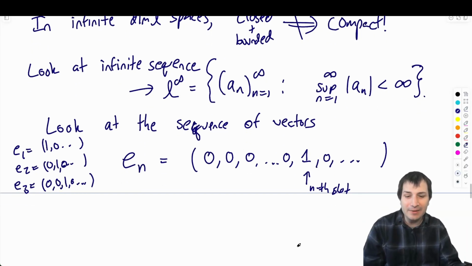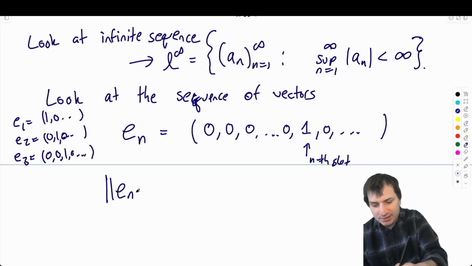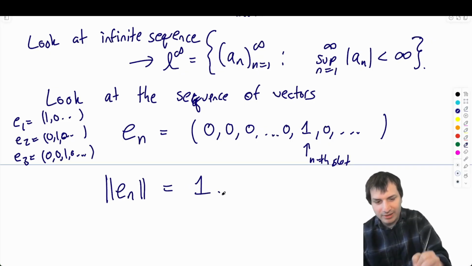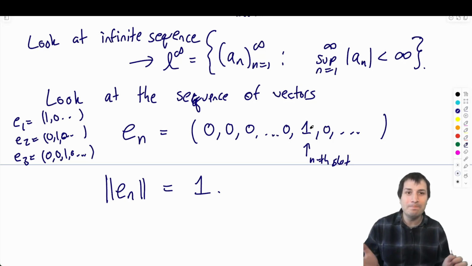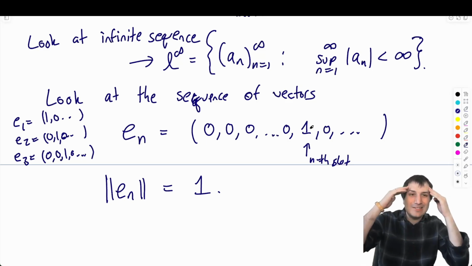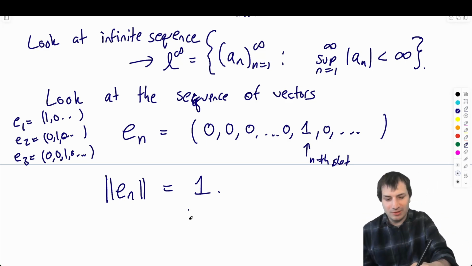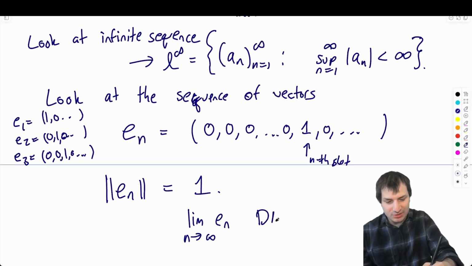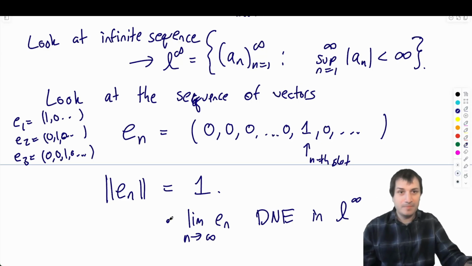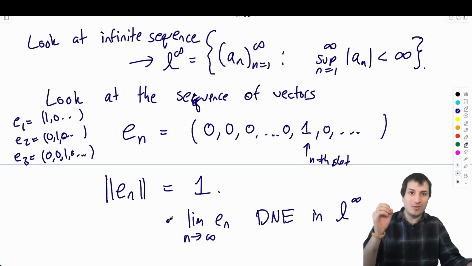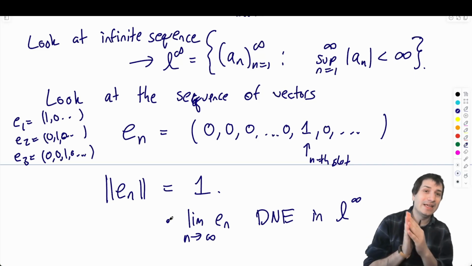So this is e_n, and the norm of e_n is always 1. The maximum value is always 1. It's all zeros except for one 1. And here's the thing. There is no sequence that this converges to. The limit as n goes to infinity of e_n does not exist in l infinity. The reason it doesn't exist is that the thing it would be converging to, sort of, the thing that it converges to pointwise, is the vector of all zeros.